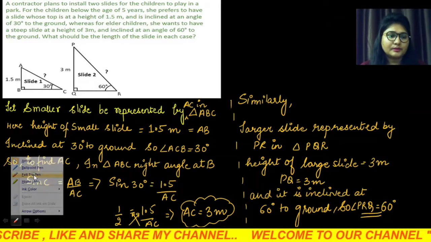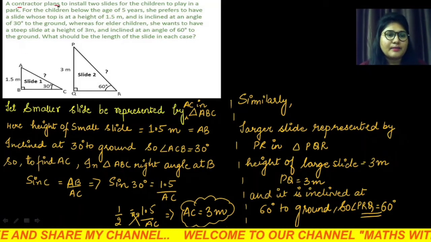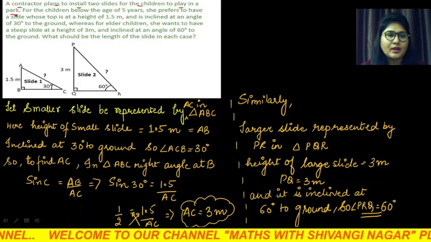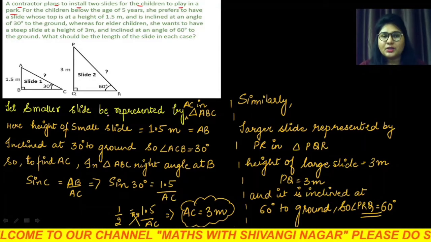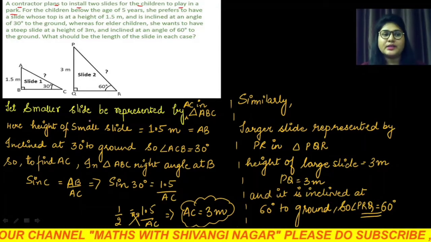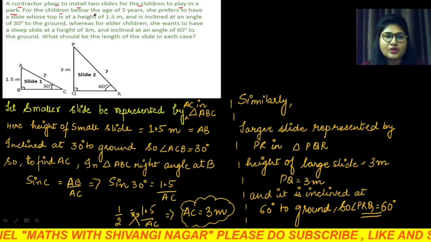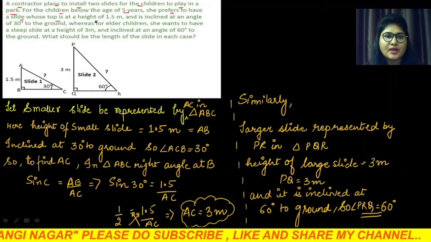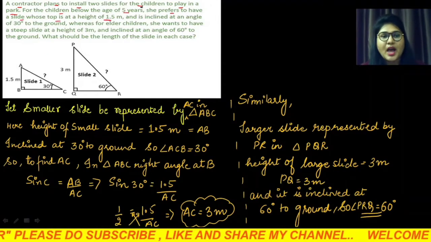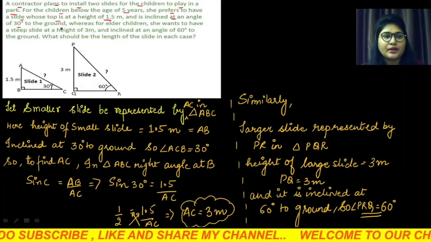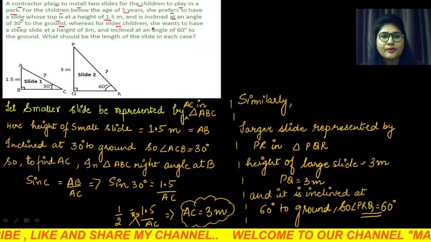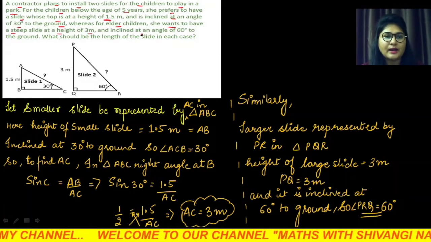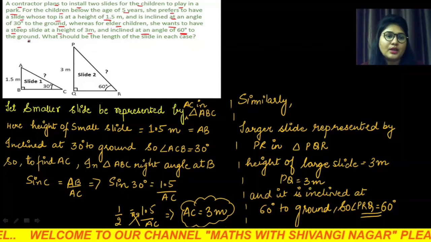The question is: a contractor plans to install 2 slides for the children to play in a park. For the children below the age of 5 years, she prefers to have a slide whose top is at a height of 1.5 meter and it is inclined at an angle of 30 degree to the ground. Whereas for the elder children, she wants to have a steep slide at a height of 3 meter and inclined at an angle of 60 degree to the ground.